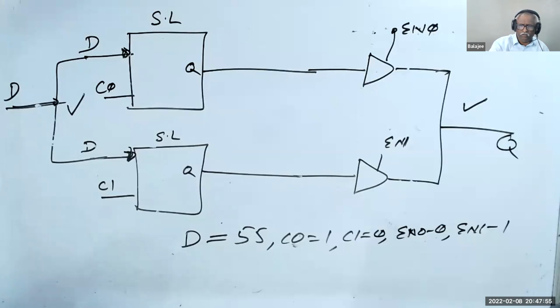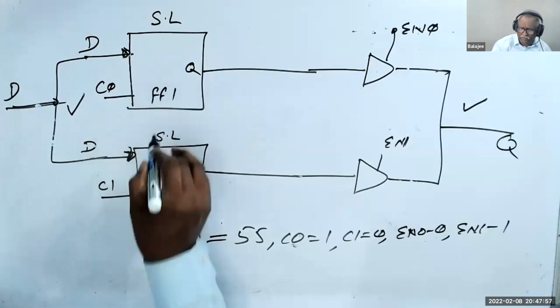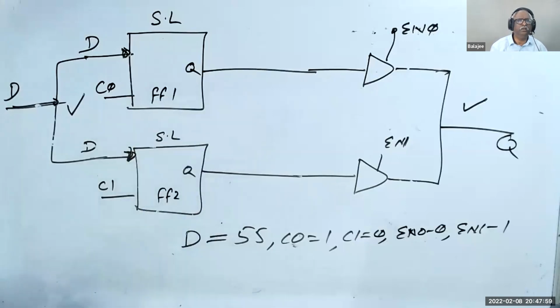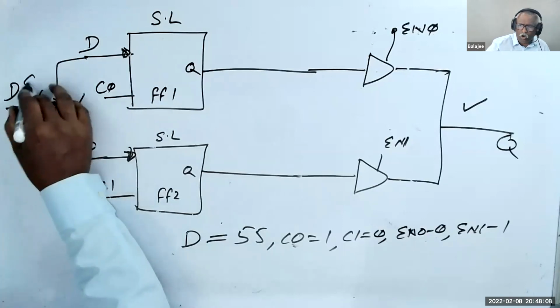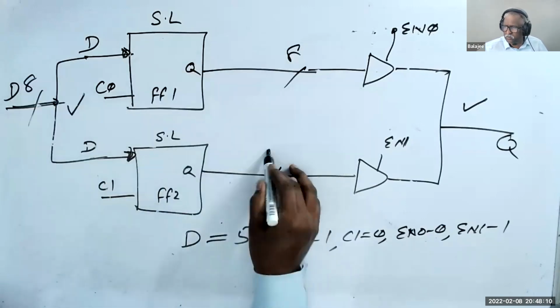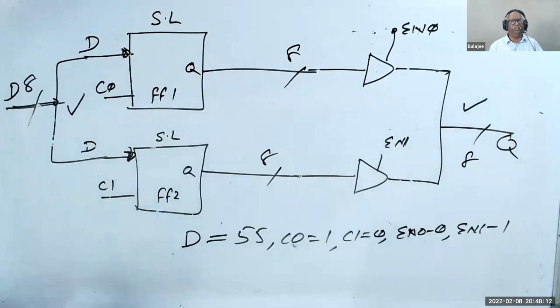This is f of 1. This is f of 2. Flip-flop 1, flip-flop 2. That is assume. Sequential logic. Now what will happen? The D is 8 wires. These are all 8 wires. All of them are 8 wires. Now what is the output, please?